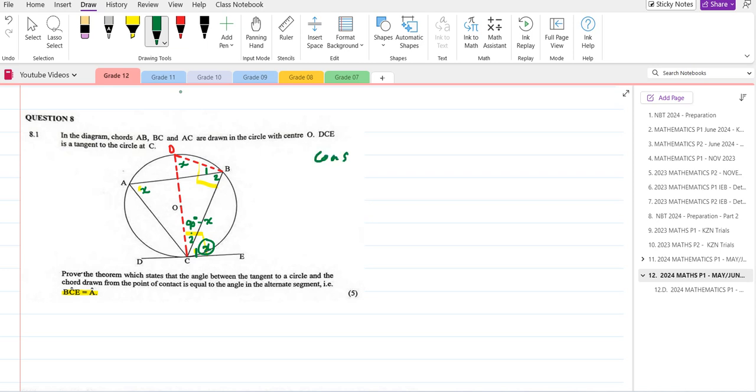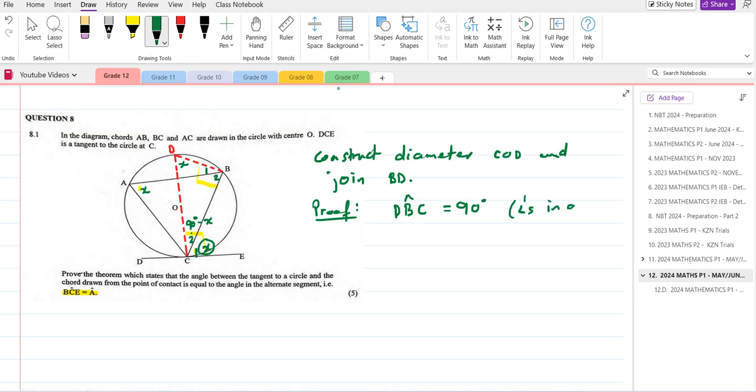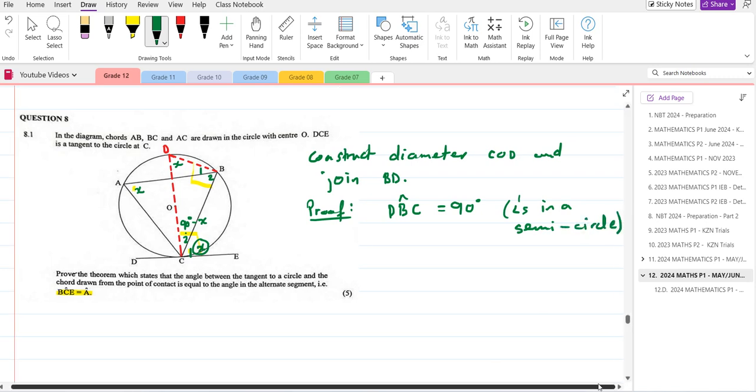First we write: construct diameter COD and join BD. That's the construction. The proof is: angle DBC is equal to 90 degrees. The reason: angles in a semicircle.